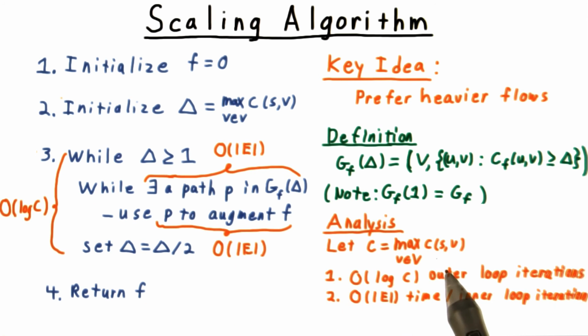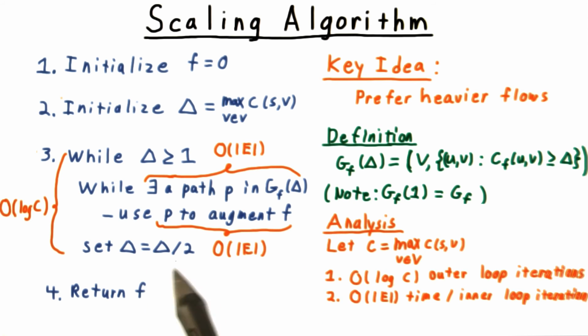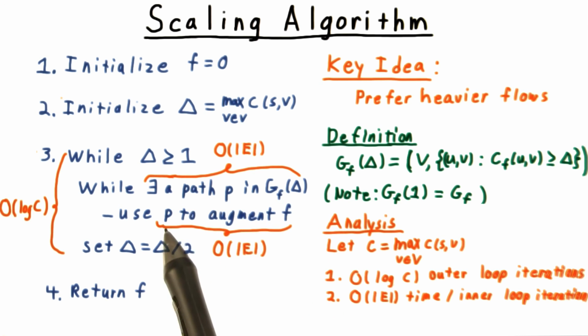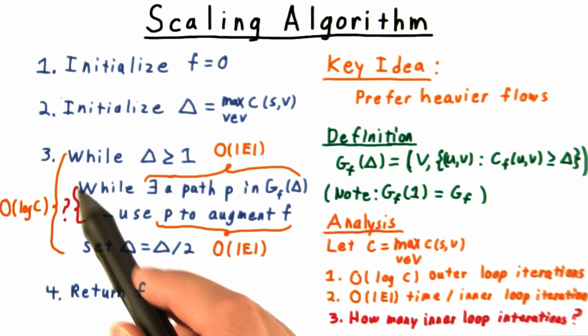Some of the analysis we can do just by inspection. Letting c be the initial value for delta, it's clear that we only use log c iterations of the outer loop, since we're cutting delta in half each time. And the steps of the innermost loop here, finding a path and using it to augment the flow, are certainly order m. The big question then is, how many iterations of the inner loop are there?